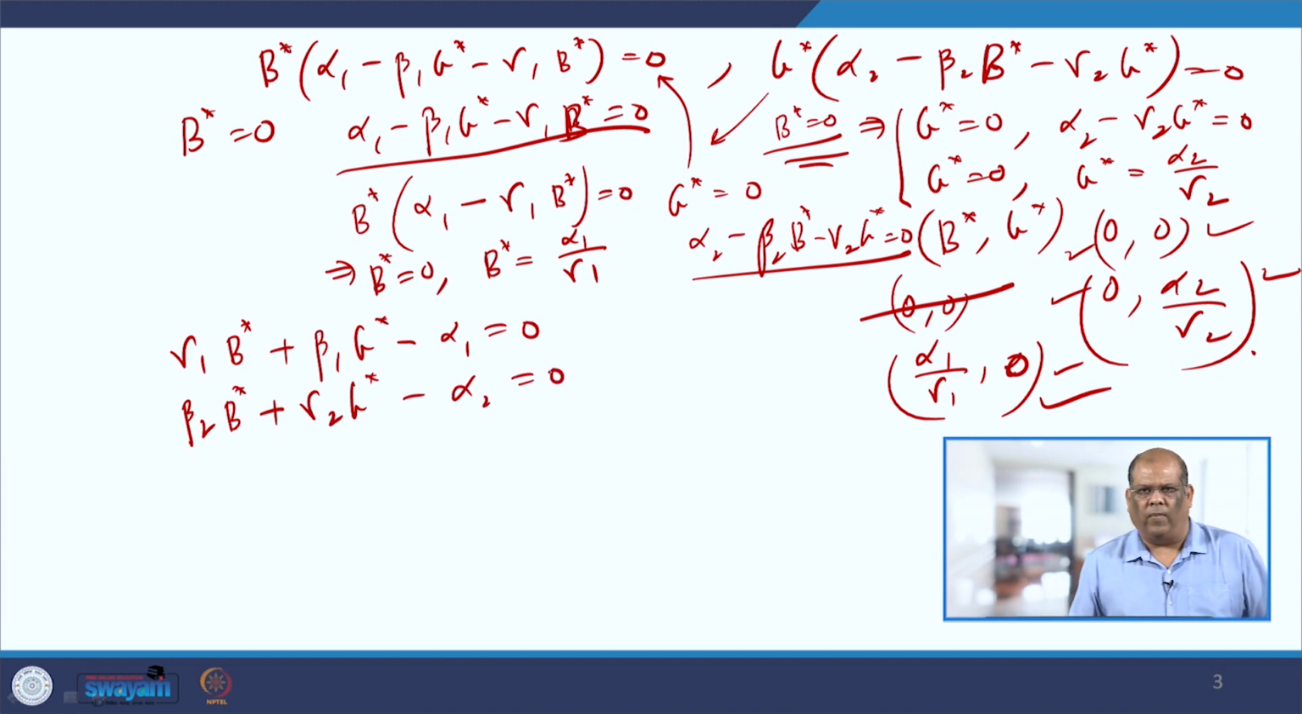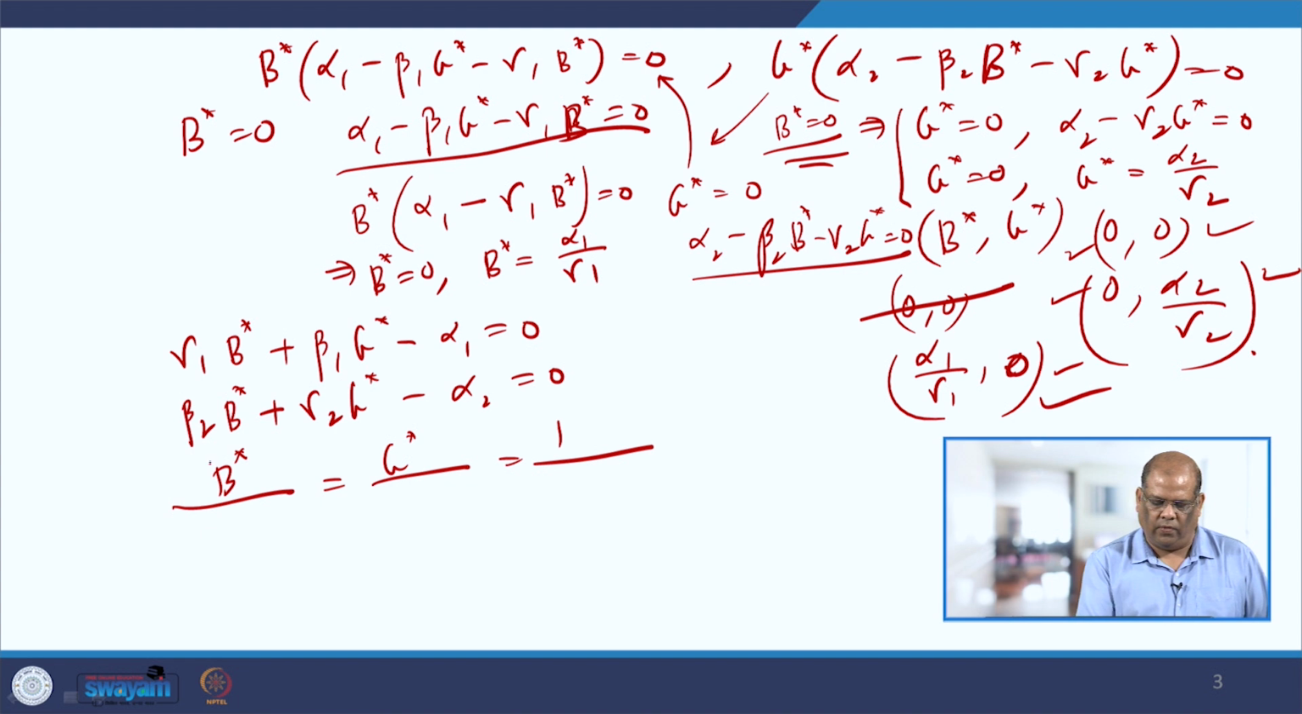You can solve by any method. I use the method of cross multiplication. So, B star by G star by 1 by. If I take B star, then this by this. So, alpha 1 gamma 2 minus alpha 2 beta 1. For G, it will be reversed.